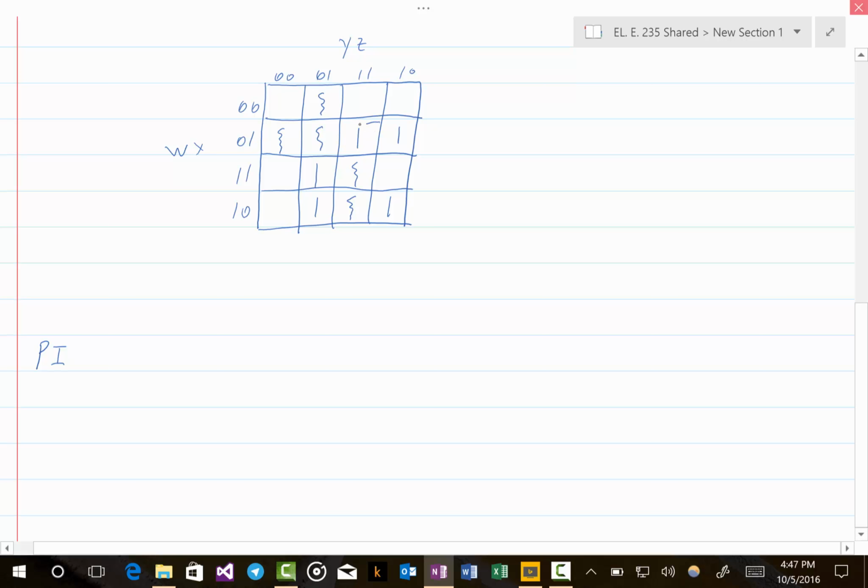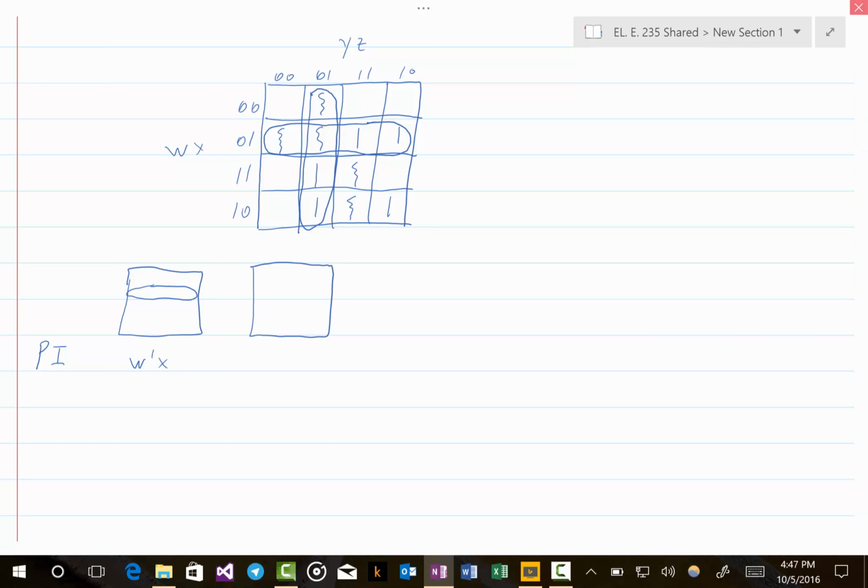One of the first that pops out is this grouping right here, and so we'll briefly sketch it, and we can see that since W is frozen and equal to 0 and X is frozen and equal to 1, then the name of that prime implicant is W prime X. Another grouping of 4 that pops out at us is this one, for which Y is constant and equal to 0, Z is constant equal to 1, so that is Y prime Z.